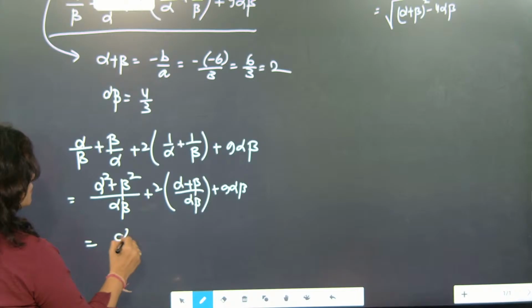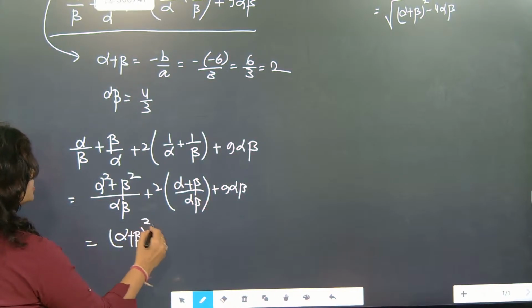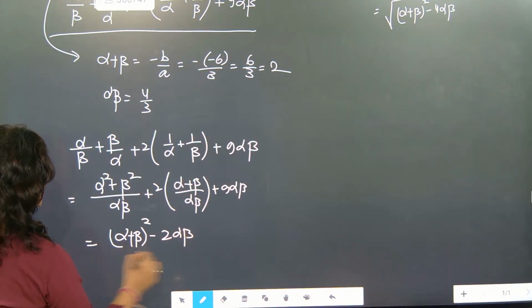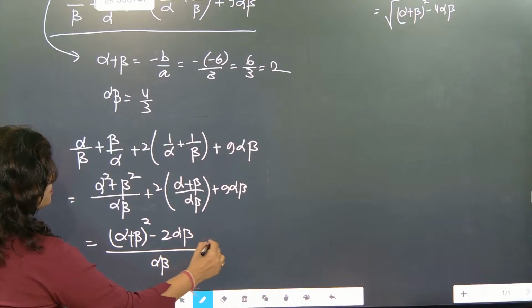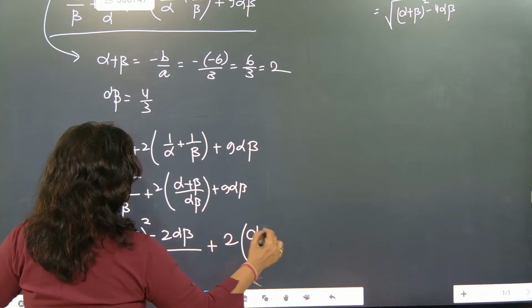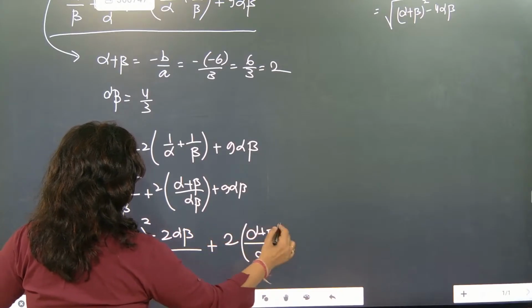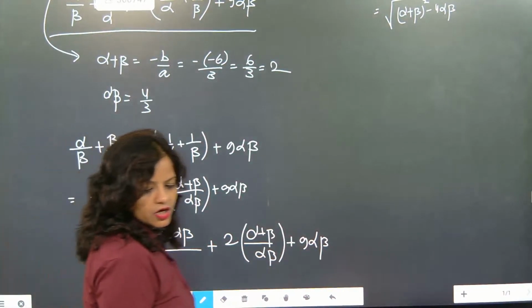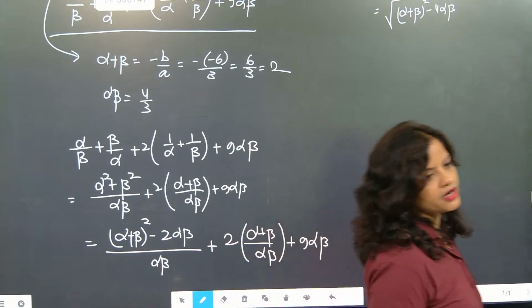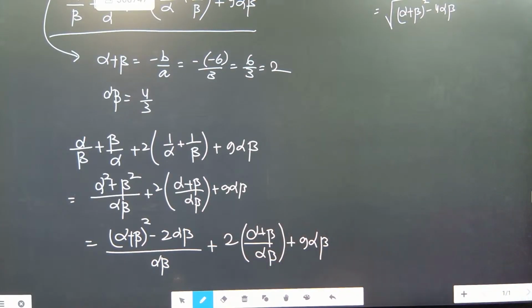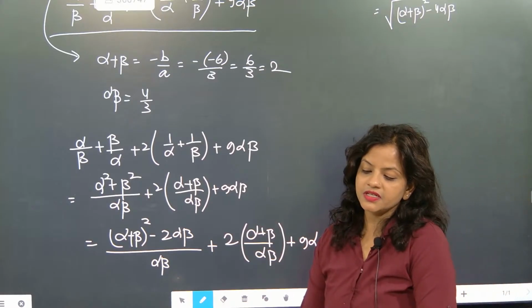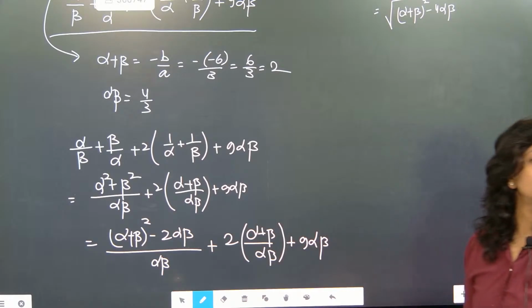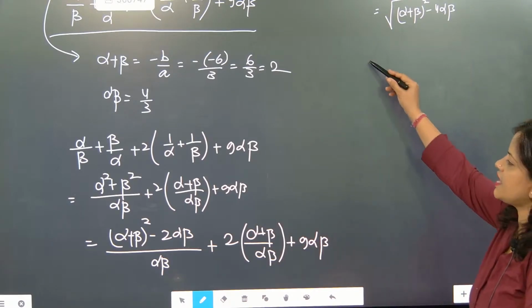Alpha plus beta whole square minus 2 alpha beta, by alpha beta plus 2 alpha plus beta, by alpha beta plus 9 alpha beta. Remember one thing, in CBSE shortcuts are not good. If you are playing for shortcuts, you will definitely face a problem. If anybody is teaching you to go for shortcuts, tell that person that I'm not willing to do any shortcuts. Systematically I will do my work.